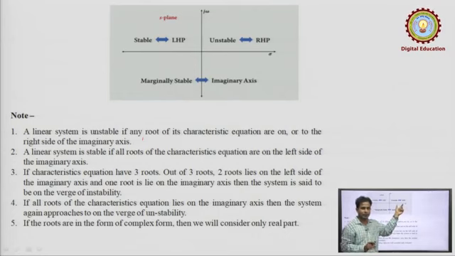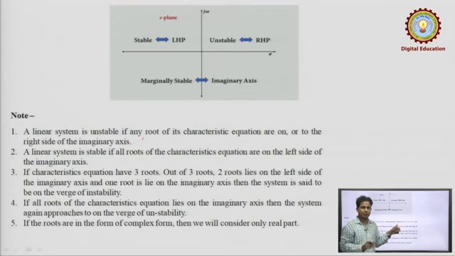And if all 3 roots lie on the imaginary axis, that means your system is on the verge of instability, meaning that by changing the parameters slightly in the roots, it may be stable or it may be unstable.